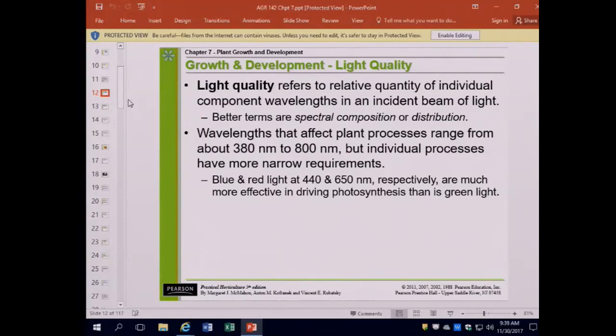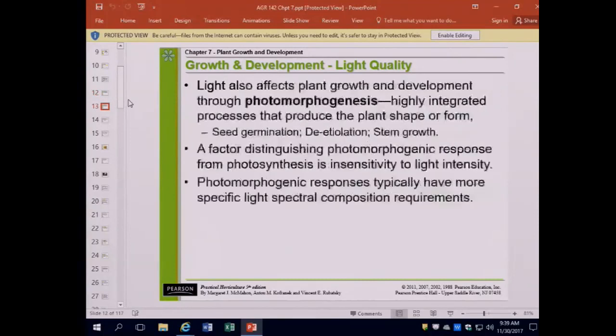So, as we talk about light quality, the blue and red light are the primary lights in the spectrum of our natural light that drive our photosynthetic process. The green light on a green leaf is not going to, just common sense, it doesn't do any good. It's not effective. It's usually reflected. So that's just what we're talking about with light quality.